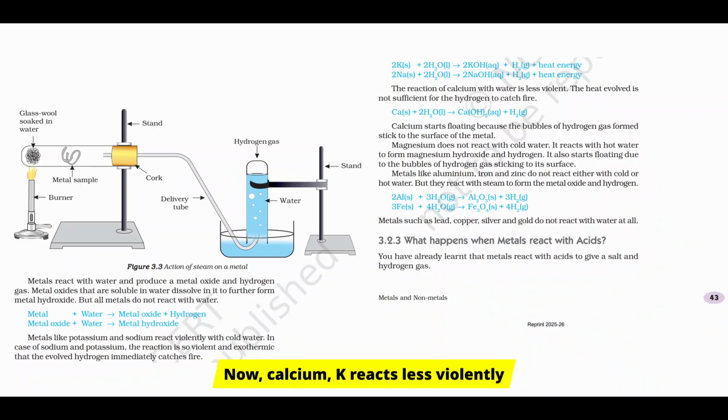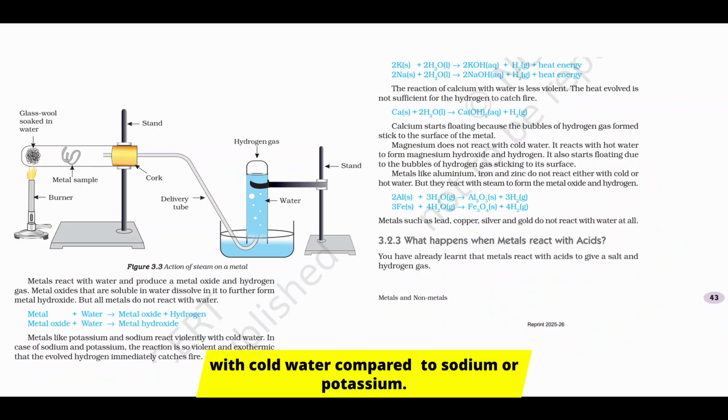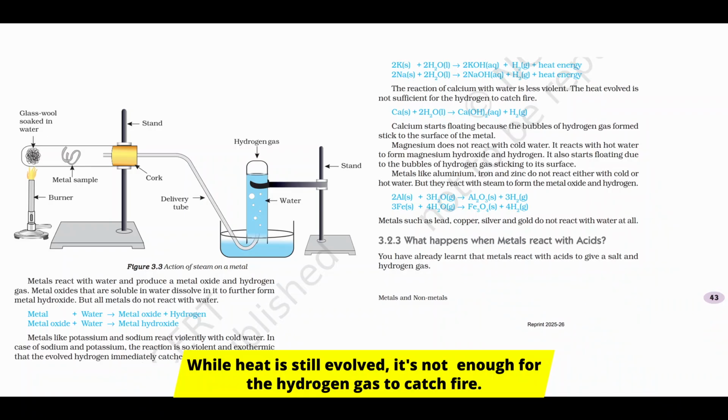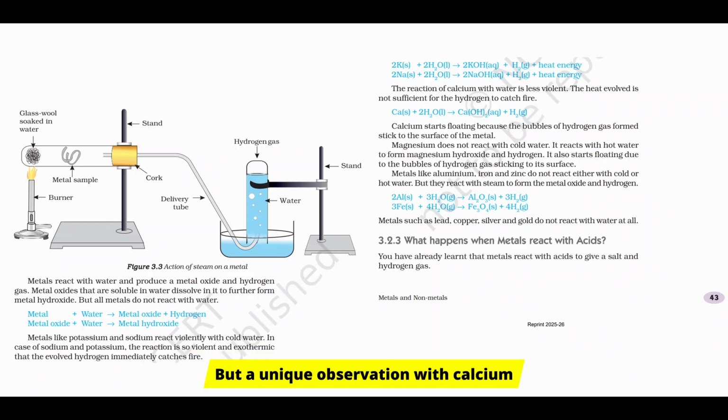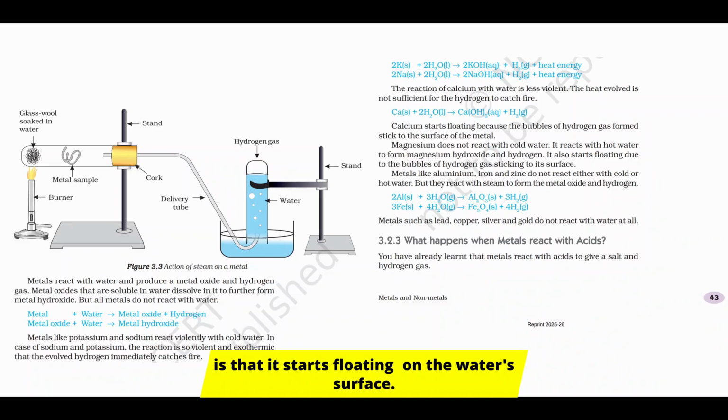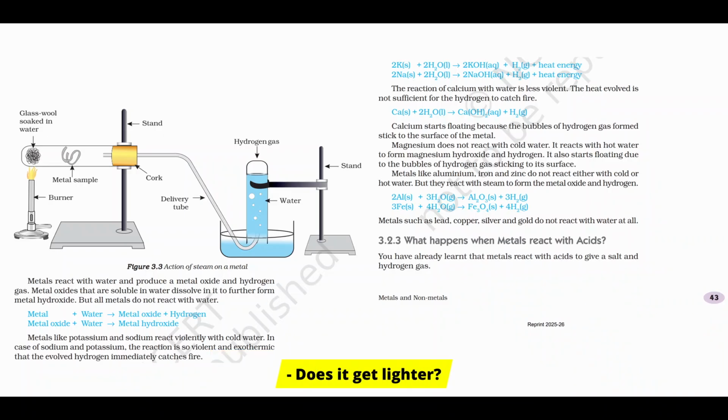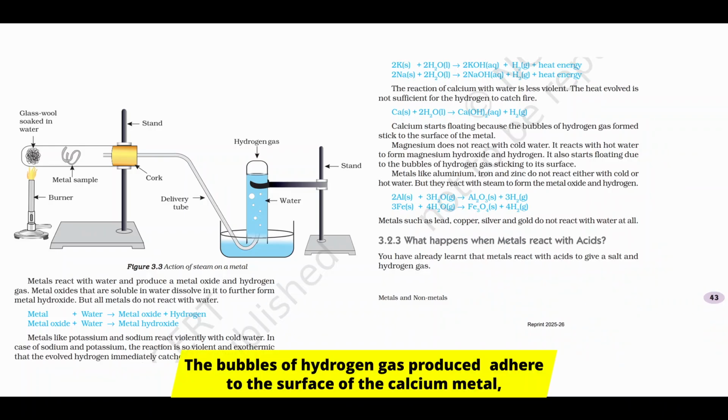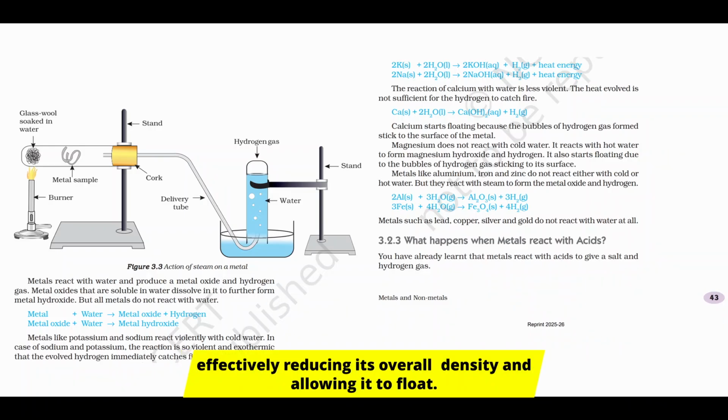Now, calcium, Ca, reacts less violently with cold water compared to sodium or potassium. While heat is still evolved, it's not enough for the hydrogen gas to catch fire. But a unique observation with calcium is that it starts floating on the water's surface. Any idea why? Does it get lighter? No. Maybe the hydrogen gas? Spot on. The bubbles of hydrogen gas produced adhere to the surface of the calcium metal, effectively reducing its overall density and allowing it to float.